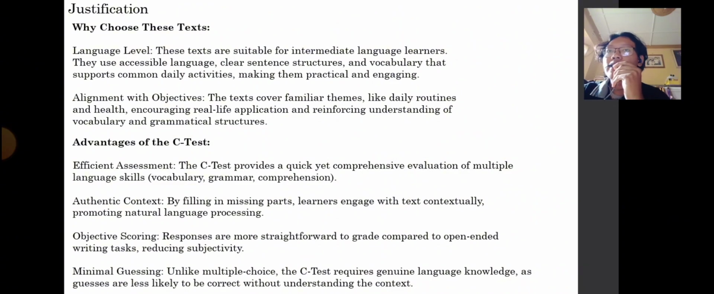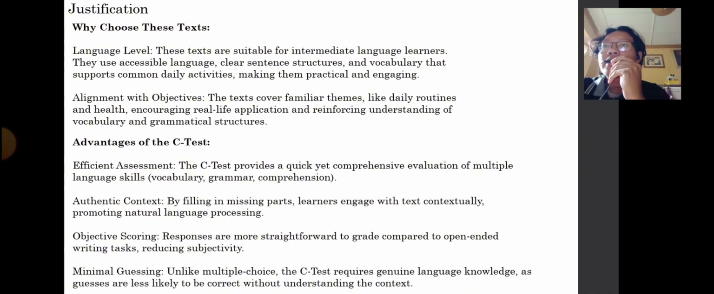Okay, for the justification, I will explain why I chose the C-test as my method for assessing language proficiency. Why did I choose these texts? For the first, language level, the texts I selected are ideal for intermediate language learners. They use accessible language with clear sentences and familiar vocabulary that match daily activities. This makes them both practical and engaging, helping learners stay motivated.